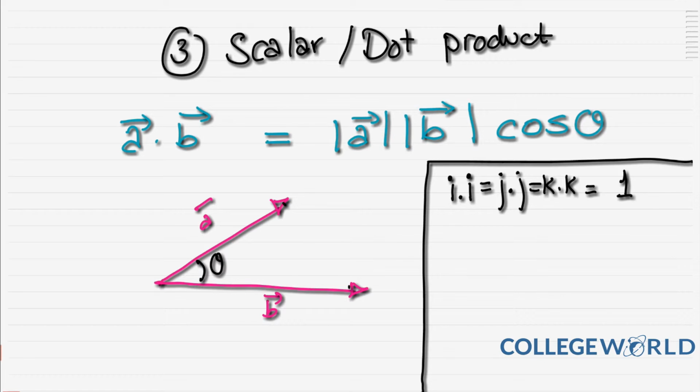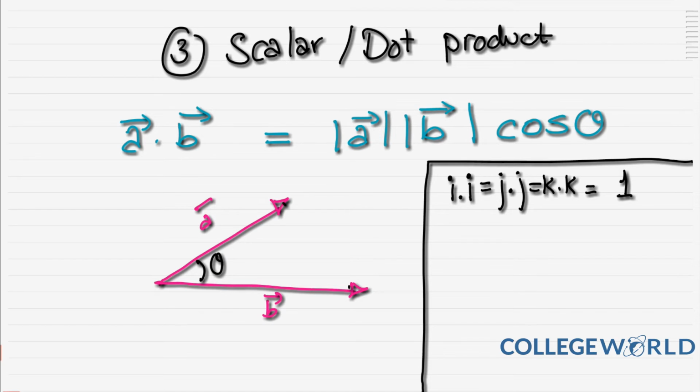And since they're perpendicular, they're at 90 degrees. But if you're talking about i times i, then i is parallel to i, it's the same exact thing. So the angle between them is actually 0, and cosine 0 is 1. So 1 times 1 times 1 is going to give you 1.